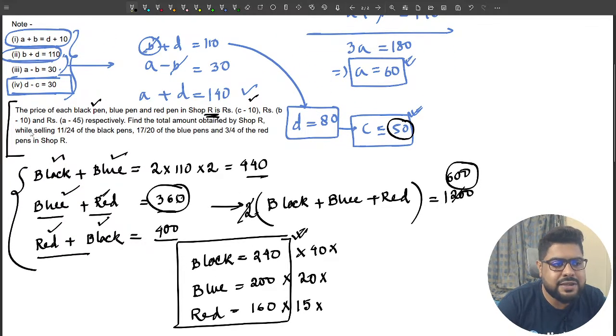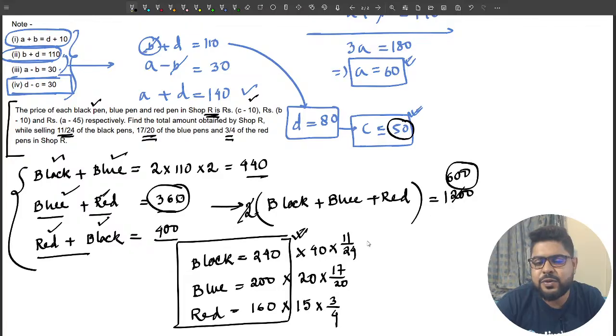Now again, not every black, blue or red pen was sold. How much was it, sir? 11 by 24 of the black pens, 17 by 20 of the blue pens, and 3/4 of the red pens. So they are asking for the total revenue.